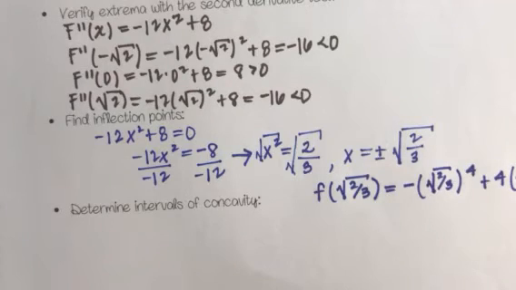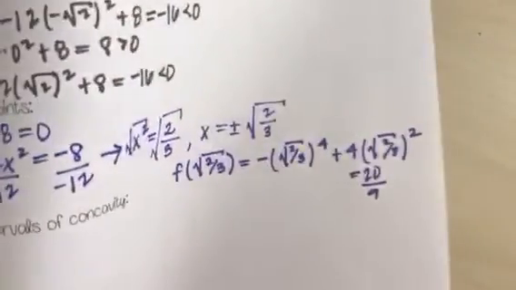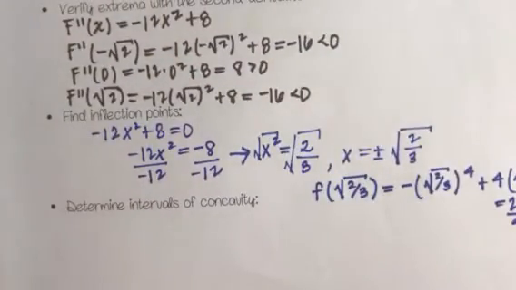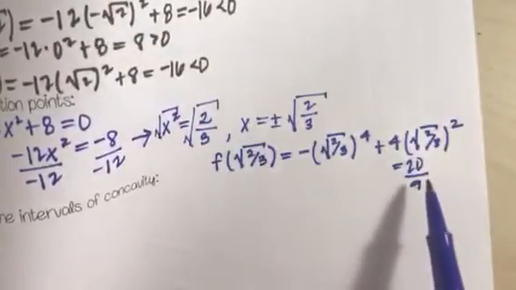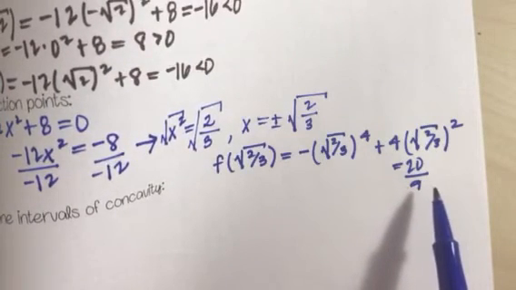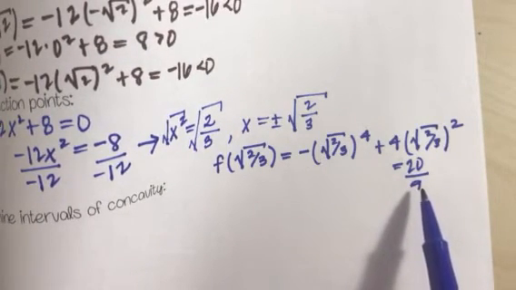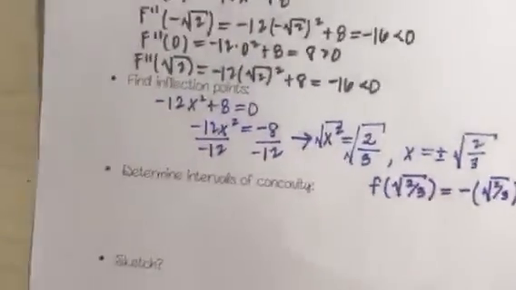So if we have root 2 divided by 3, raise that to the 4th, make it negative, and then add 4 times the square root of 2 divided by 3, that quantity squared. And if we make that a fraction, we should get 20/9 if you plug that into your calculator. Now those values are going to be the same for positive and negative root 2/3 because again my exponents are even. So that's where the y value of my inflection point occurs.